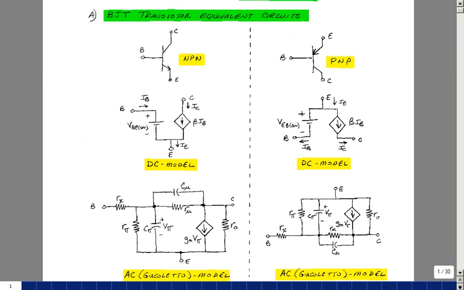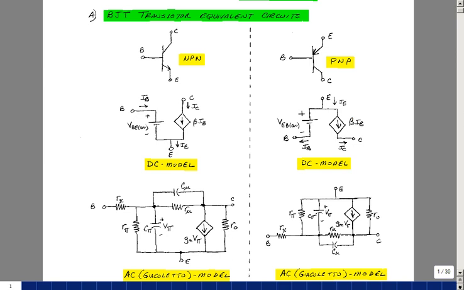The PNP transistor, although drawn in some sense upside down from the NPN, has the same effect. Between the emitter and base there's a forward bias diode, and that represents a drop of around 0.6 or 0.7. And the ratio of the collector current to the base current is again beta DC.